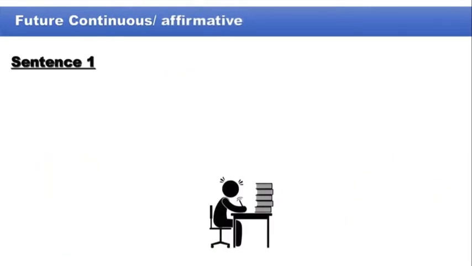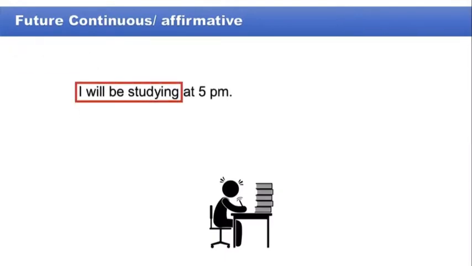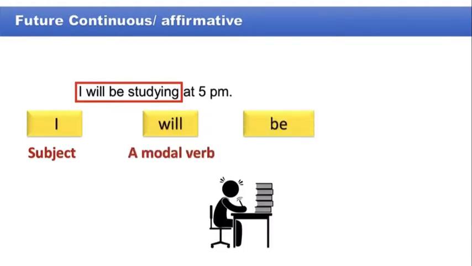Future continuous affirmative. Sentence 1. I will be studying at 5 p.m. I is the subject. Will is a modal verb. Be is verb to be. Studying is verb ing.